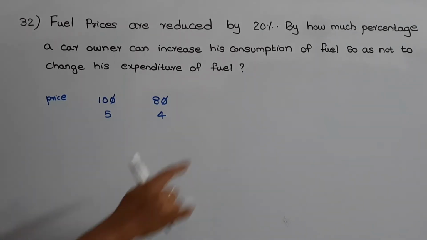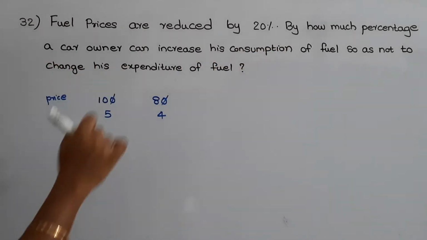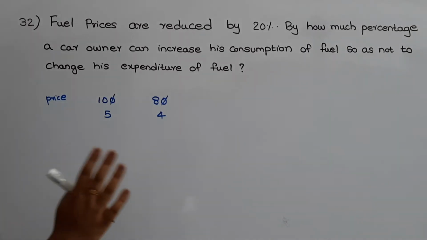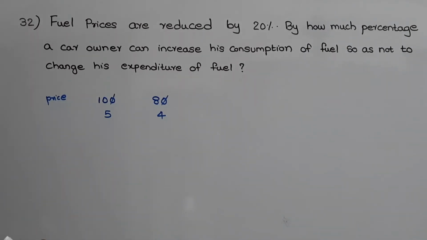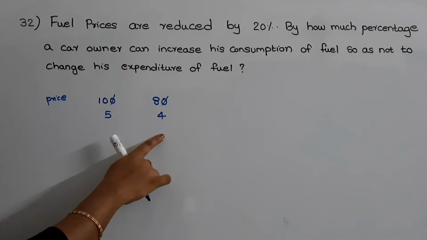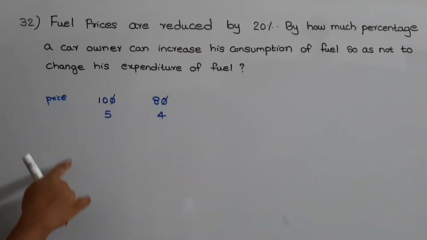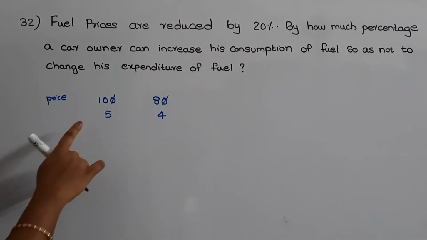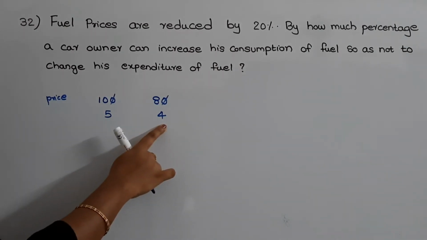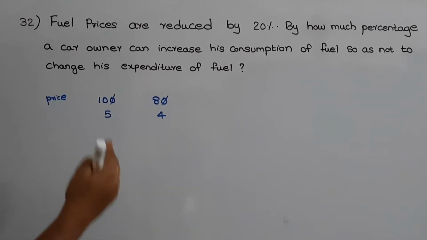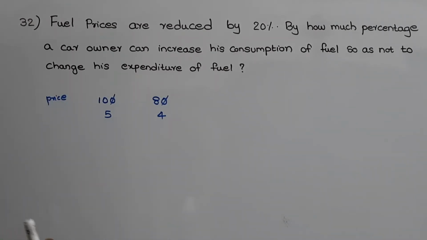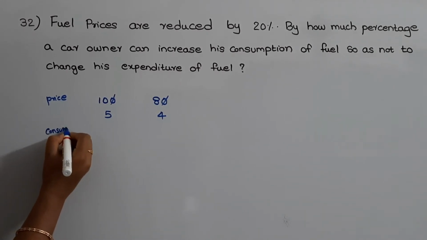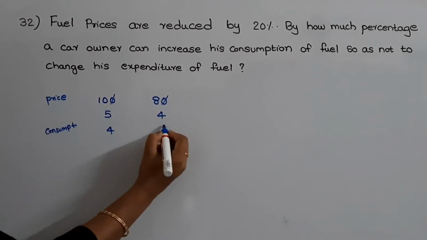So we need to find out by how much percentage a car owner should increase the consumption of fuel so that the expenditure of the fuel should remain constant. The price ratio is 5:4. Price ratio is inversely proportional to the consumption ratio, since when the price is decreasing, the consumption of the fuel should increase. So if the price ratio is 5:4, then the consumption ratio will be equal to 4:5.